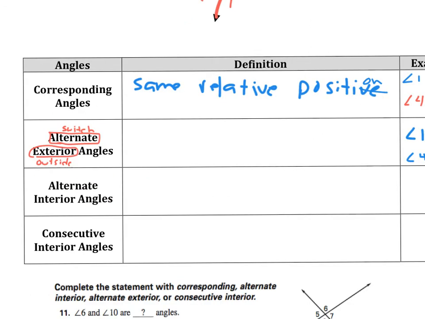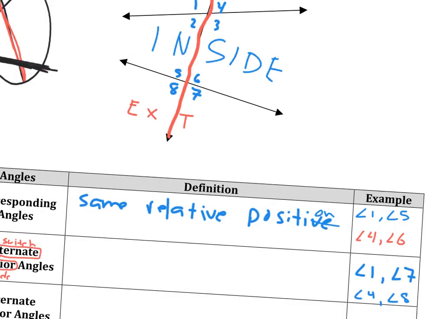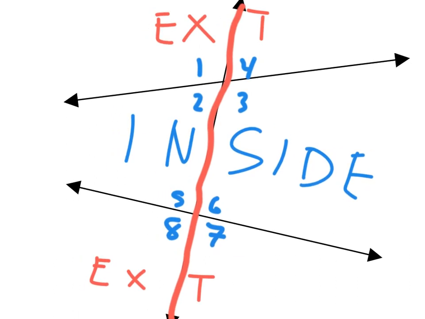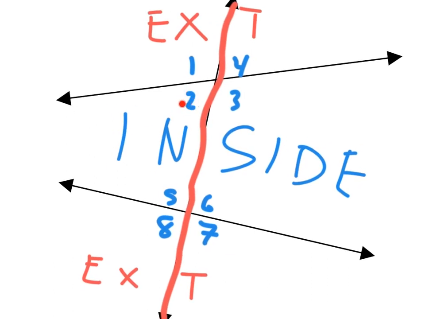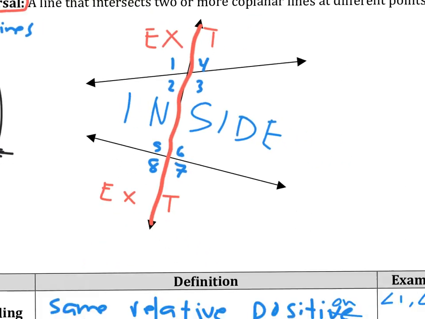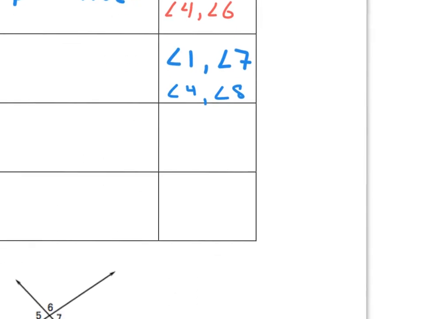So by default, as we read this, alternate interior angles would be anything on the inside. Say, for example, number 2, it alternates sides, but it's also inside. 2 and 3 already have a relationship, so now it's 2 and 6. So 2, 6, 3, 5 would work here.